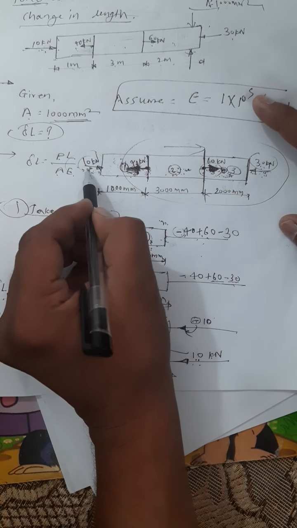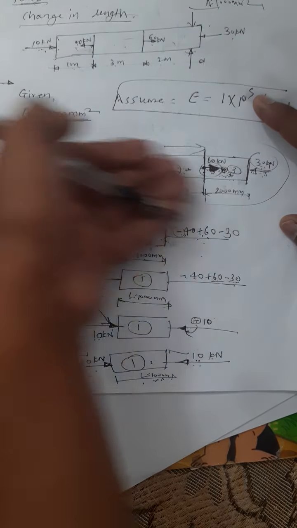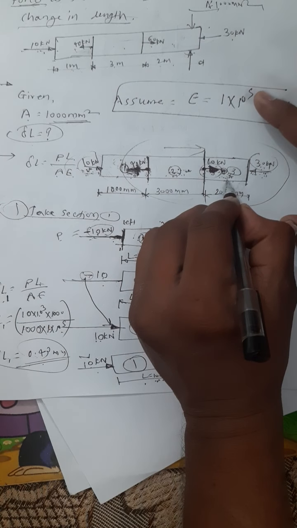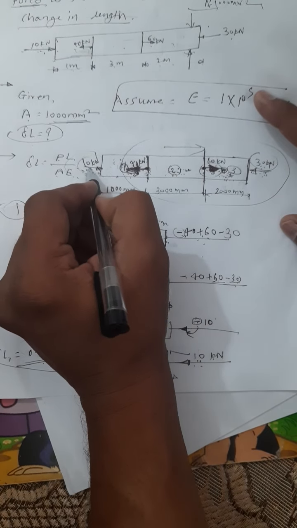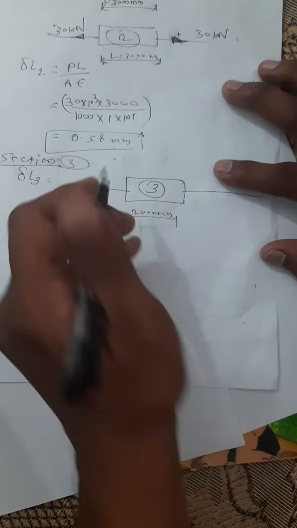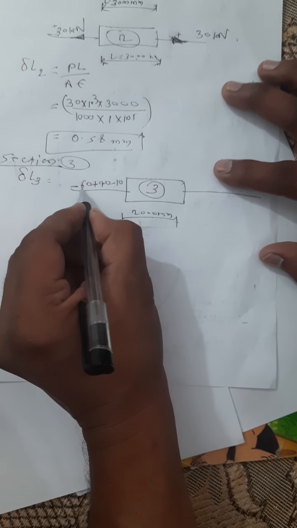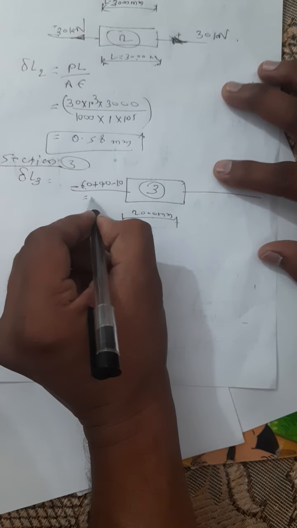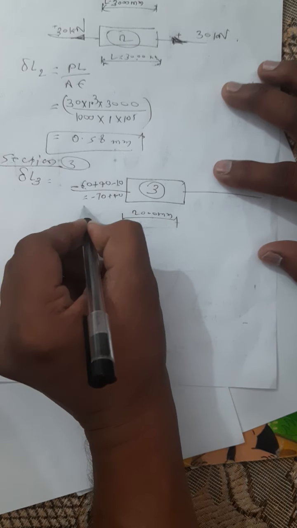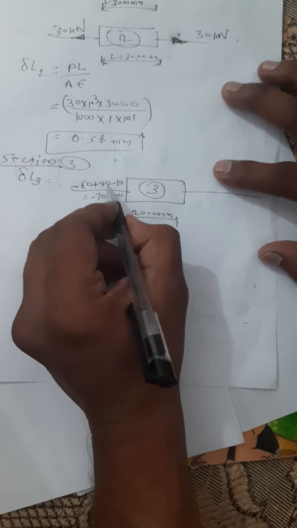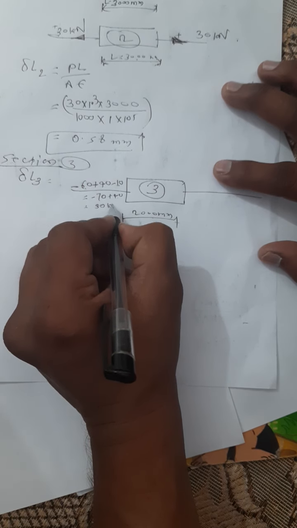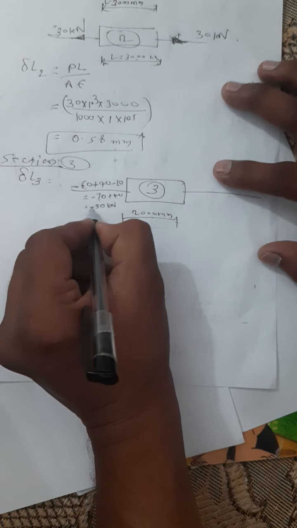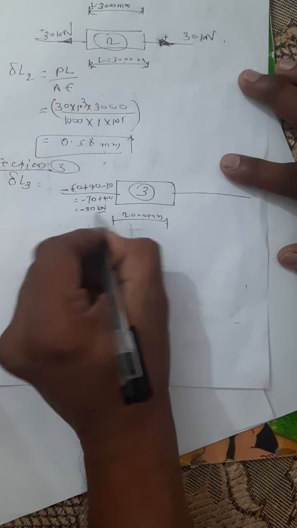Then the next force we have is 10 kilonewton. What is this 10 kilonewton doing? See the direction of the arrow from the left side; it is pushing this section number 3. So pushing means minus 10. So what is the value? Minus 10, minus 60, is minus 70, plus 40. Minus 70 plus 40 gives 30 kilonewton, but with the minus sign: minus 30 kilonewton is the answer.